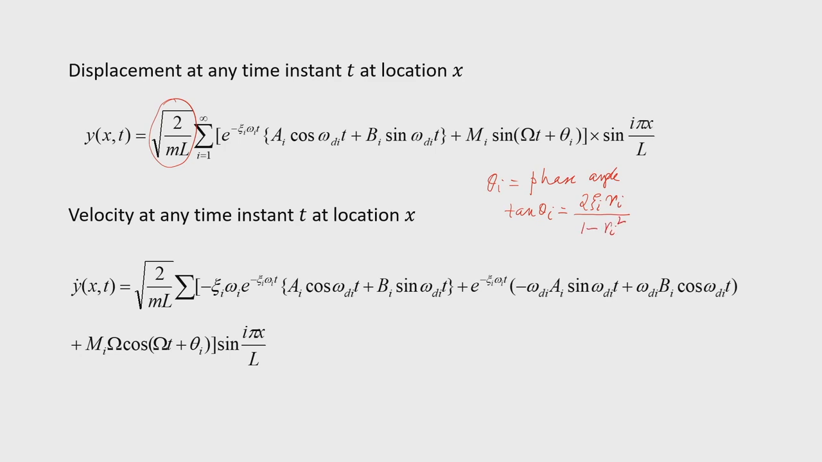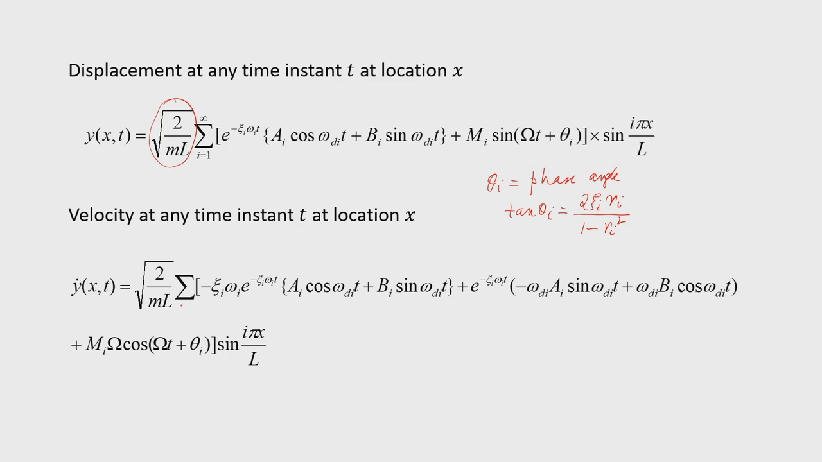Okay. So the complete response is now written like that, and after differentiating this expression y x t with respect to time, we will get the velocity. So velocity is y dot x t equal to root over 2 by m l summation.